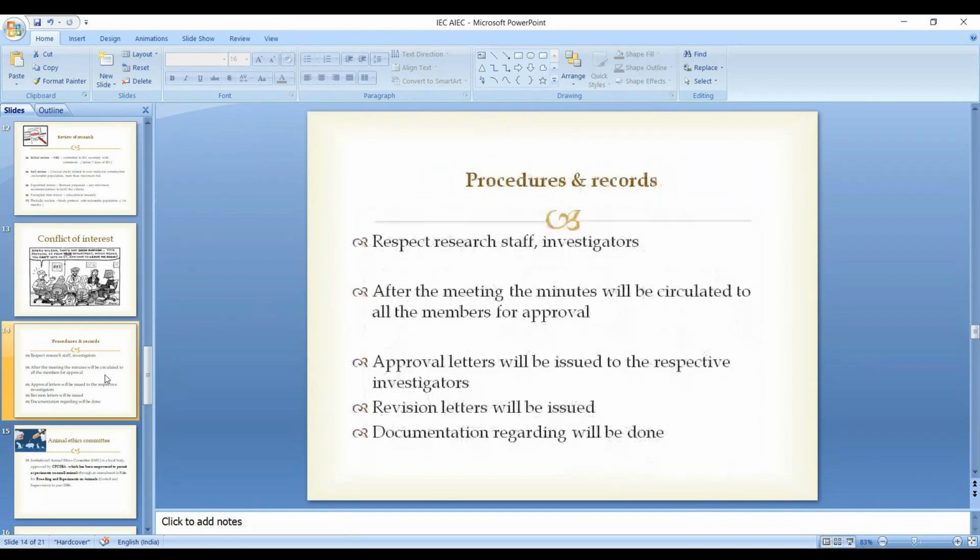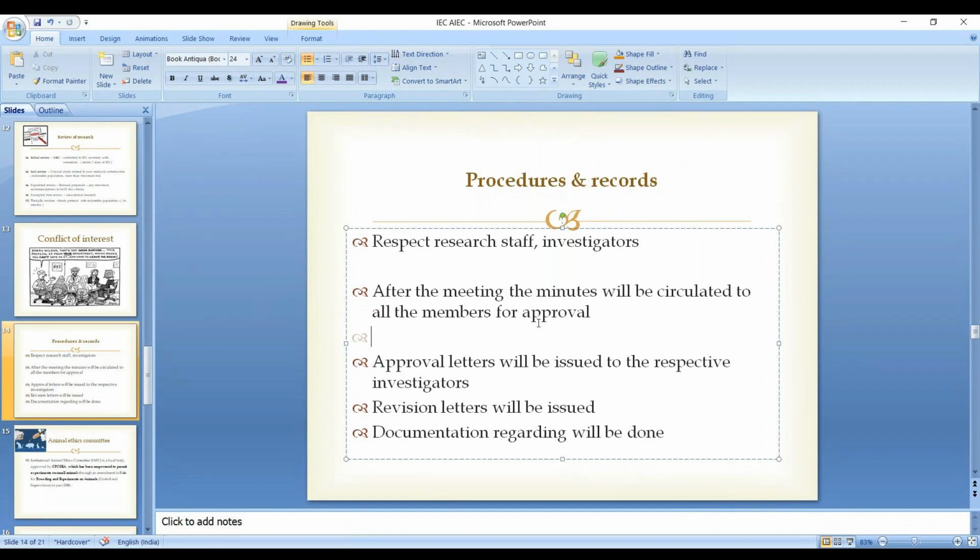We have already discussed what are the procedures and records. During this whole thing, one thing is very important. We should respect all the research staff and investigators. We respect whatever the protocols, whatever the ideas. Okay, but it is not like that we are respecting, I mean we should consider them.